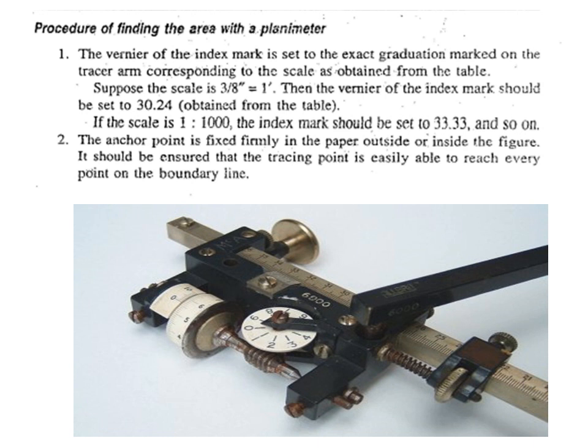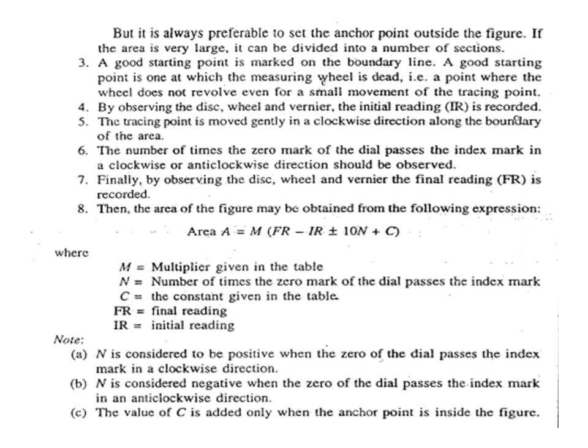The different parts of the planimeter are the anchor arm, tracing arm, anchor point, tracing point, measuring wheel, vernier scale, index mark, carriage, counting disc, tracing point, and adjustable support. But it is always preferable to set the anchor point outside the figure.